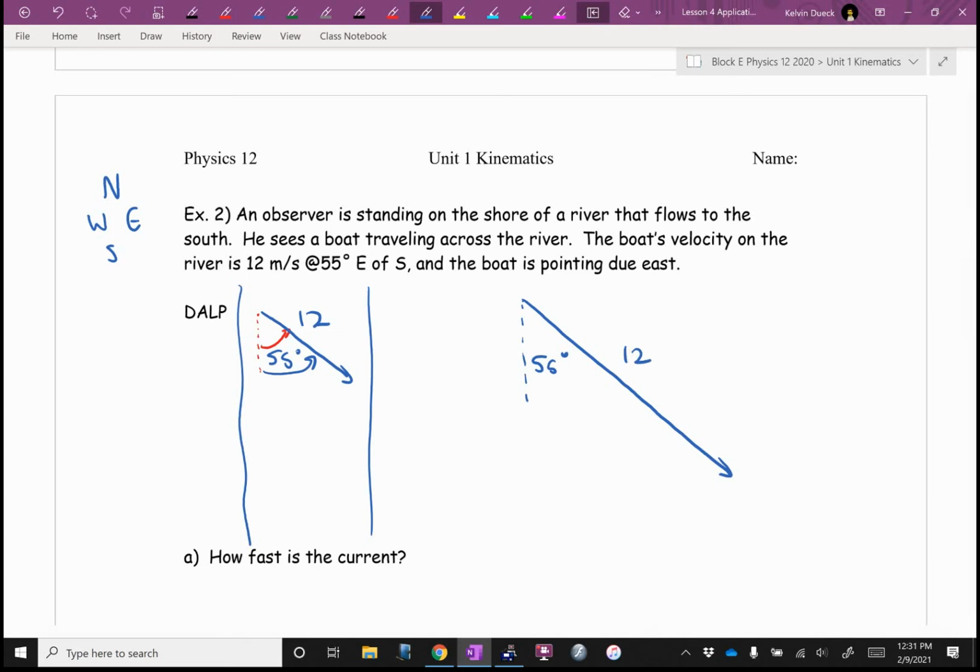That's something you're going to hear me say more and more often: components. We're not going to deal with that slanty 12. It's yucky. Instead, we say it's moving in two different ways: in a vertical direction and in a horizontal direction. Usually I draw horizontal first, but here, looking at where that 55 is, I'm clearly going to draw the vertical first.